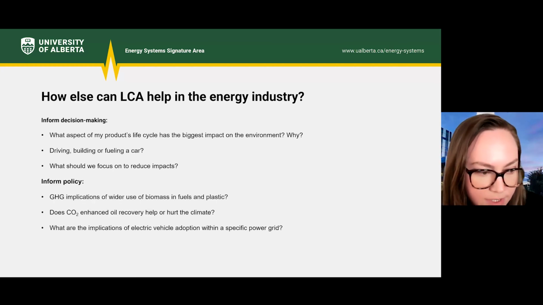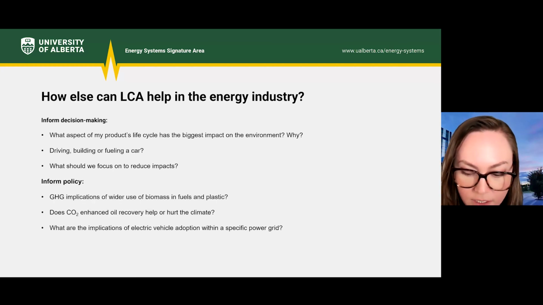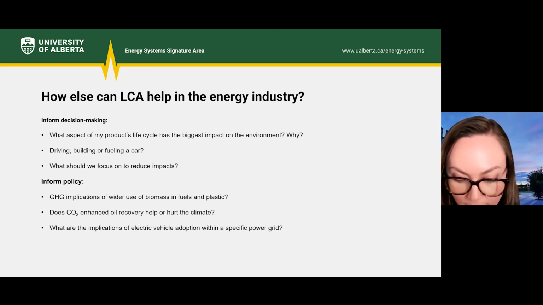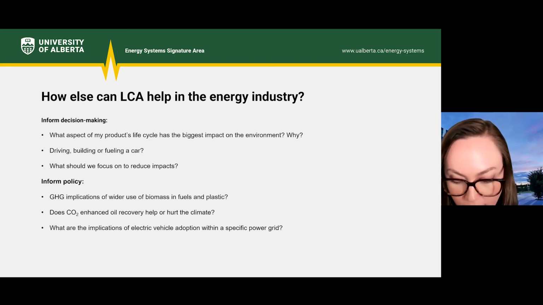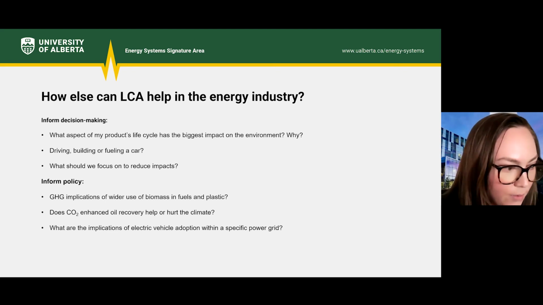It can also be used to inform policy, such as looking at the greenhouse gas emissions implications of wider use of biomass in fuels and plastic. You can answer a question like whether CO2 enhanced oil recovery helps or hurts the climate on a net systems basis, or what the implications of electric vehicle adoption would be within a specific power grid.